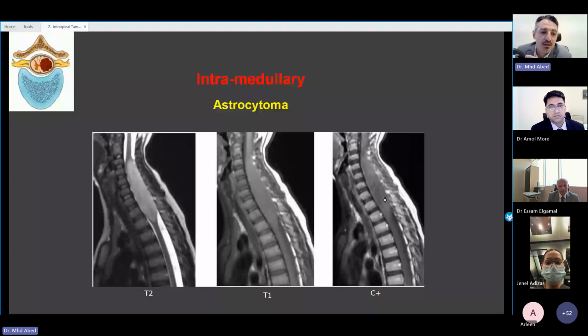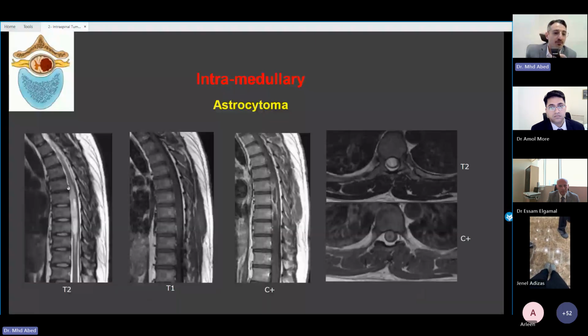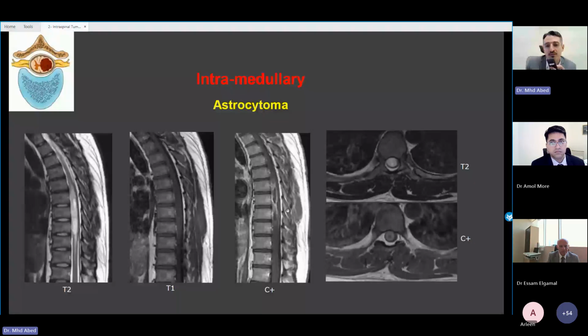Another patient has the same lesion, which is intramedullary. It's causing enlargement of the spinal cord, some edema above and below the lesion itself, and after contrast, there is surrounding enhancement and some cystic degeneration within.